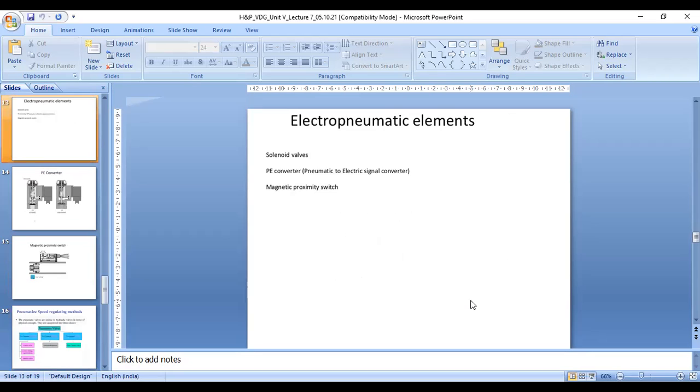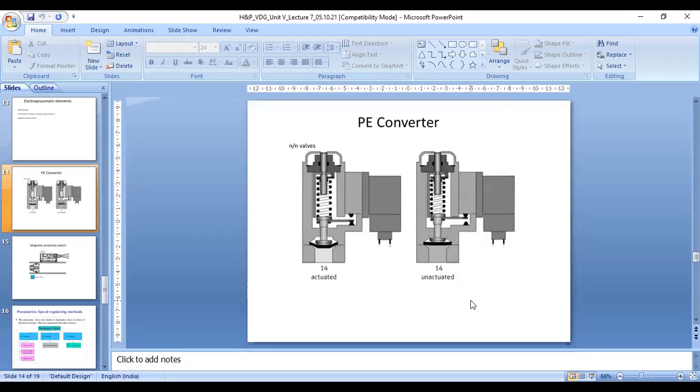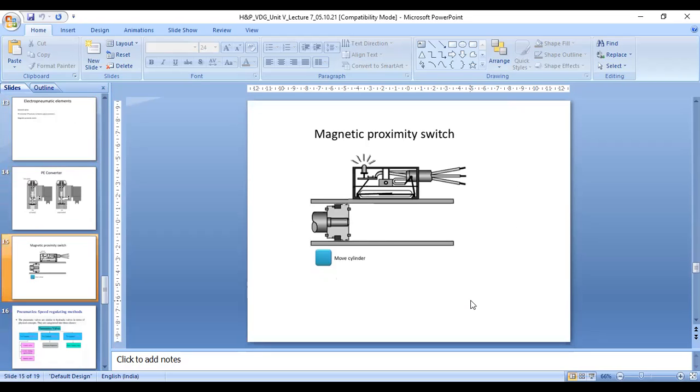Electropneumatic elements: solenoid valve, P converter, magnetic proximity switch.